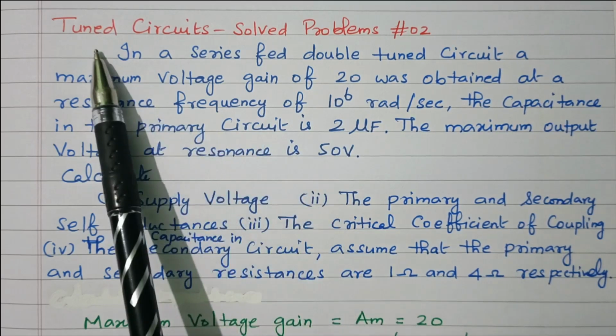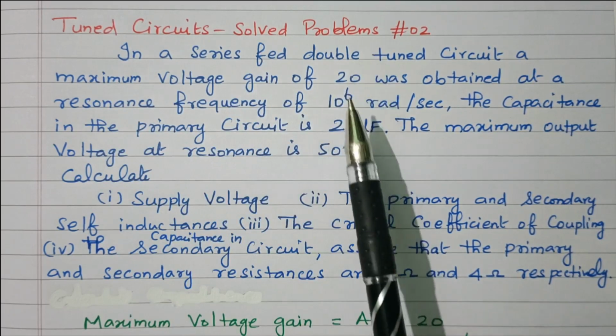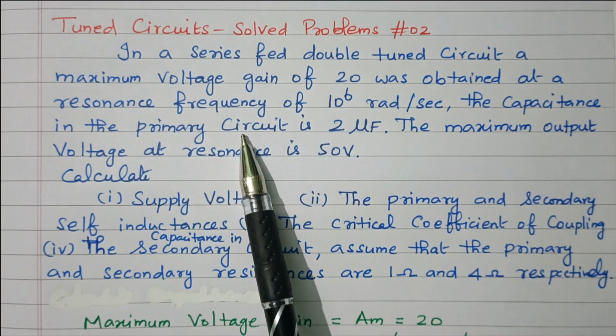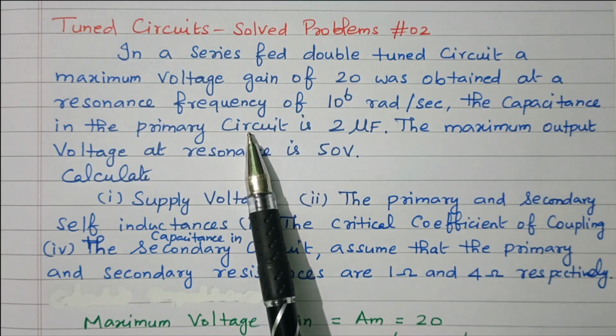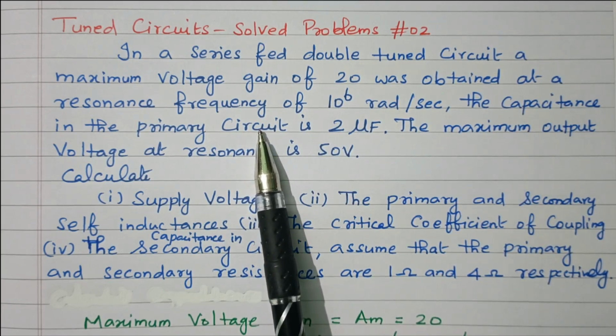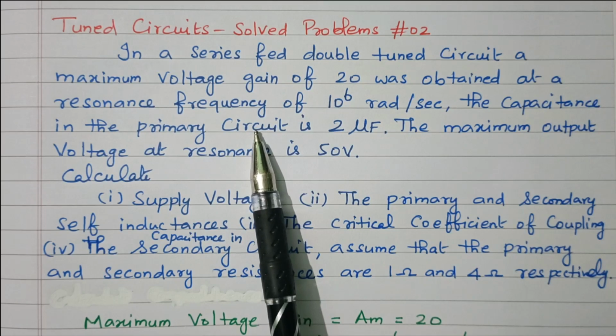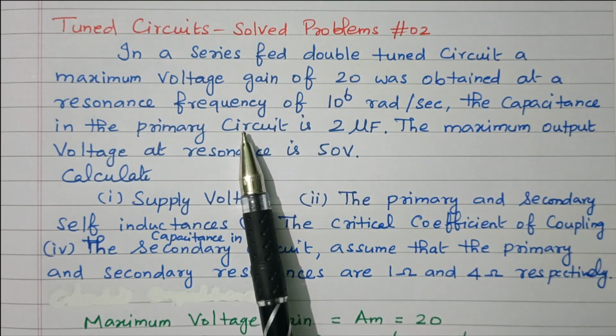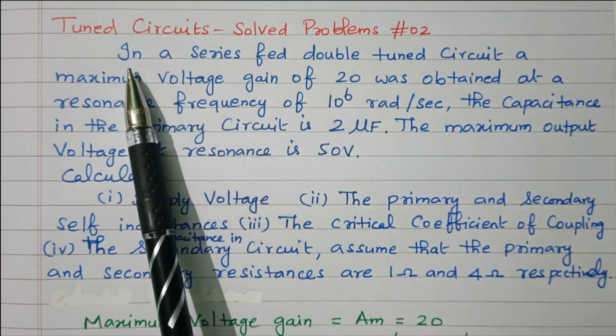Now we'll go to the topic tuned circuit problem number 2. We know that tuned circuit is nothing but connecting the capacitor in the primary and secondary side, so that we have to bring the capacitive reactance equal to inductive reactance. Both get cancelled, so the circuit behaves like a resistance. That is called a tuned circuit. If the capacitor is connected in the secondary circuit, it is called a single tuned circuit. If connected in both primary and secondary, it is a double tuned circuit. Now we'll see the statement of the problem.